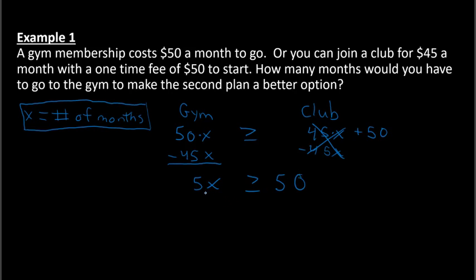And then to finish, we have 5 times x. So to get rid of the 5, I need to divide both sides by 5. I have x on the left, and then 50 over 5, which is 10 on the right. So my solution is x is greater than or equal to 10. So looking back at the initial question, what we have discovered is that once the number of months is more than 10, that's when the second plan will be a better option.